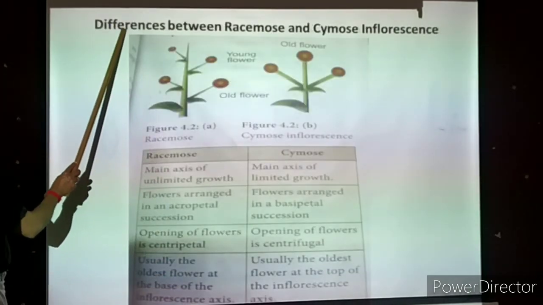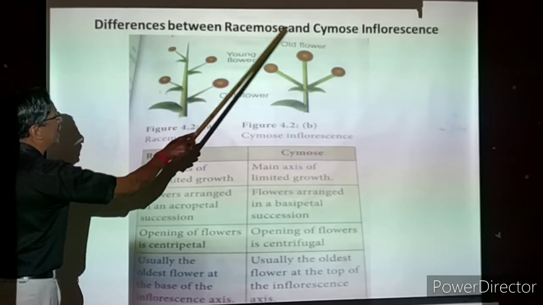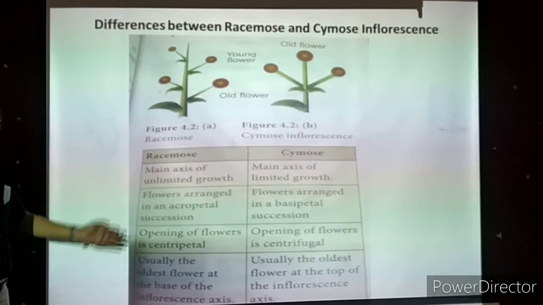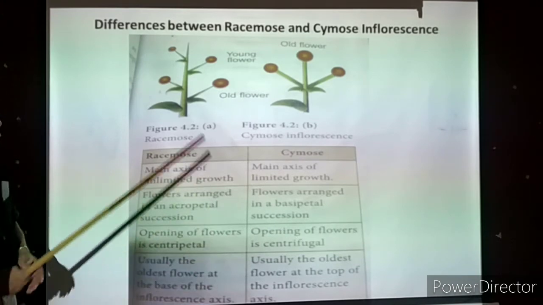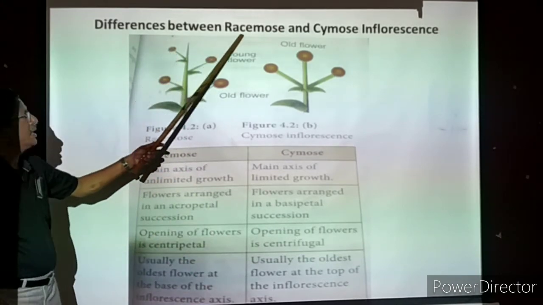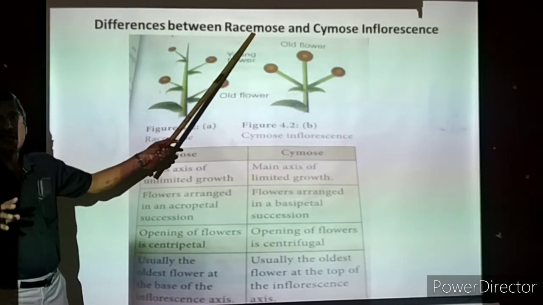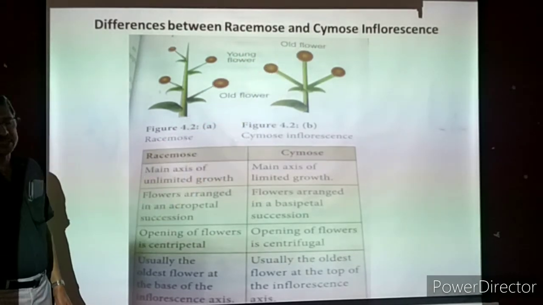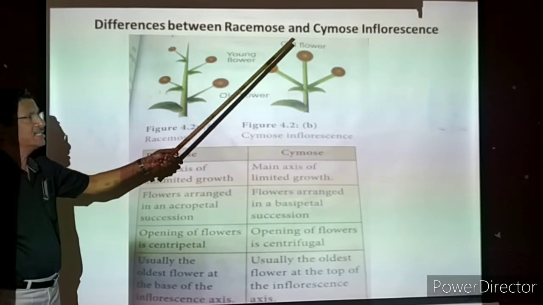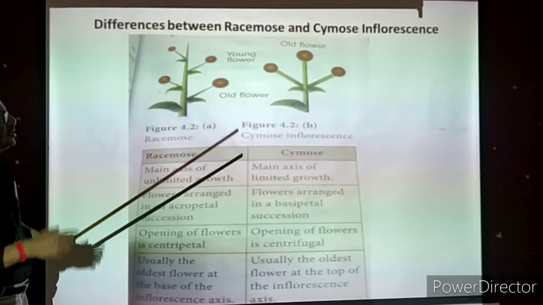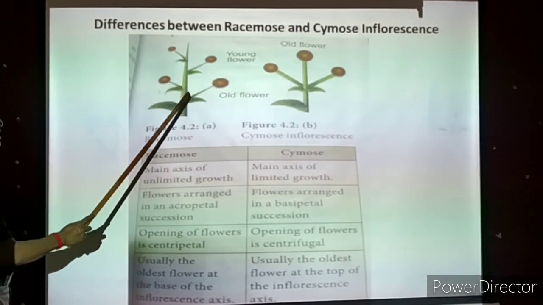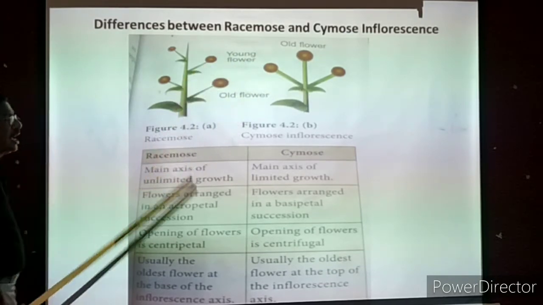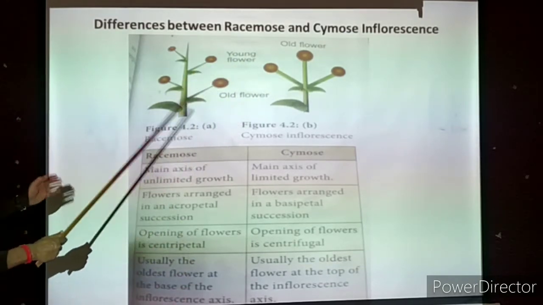Now, the differences between racemose and cymose. In the previous slide, we studied 4 types. In the first 2 types, I am going to take racemose, also called indeterminate inflorescence. Next one is cymose inflorescence, which is determinate inflorescence. What are the differences? We have to see. First, I want to give the difference in a diagrammatic representation.